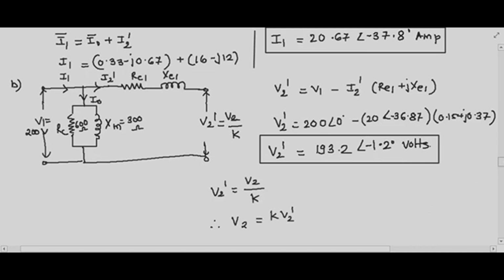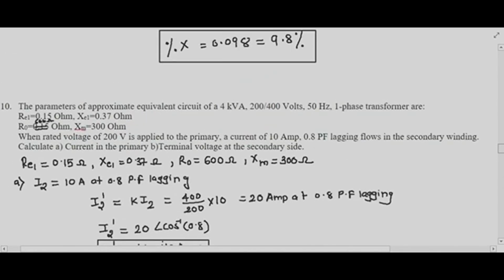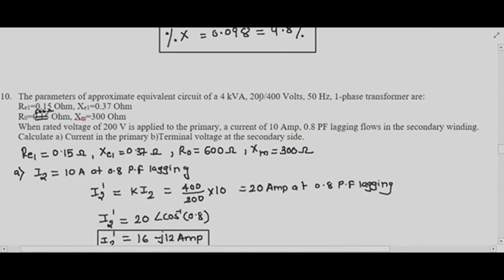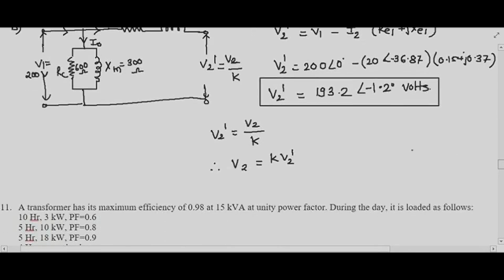So what is K? Simply K is nothing but the ratio of secondary to primary. So 400 by 2, right? So it will be 2 into 193.2 at an angle of minus 1.2 volts. So my V2 will be equal to 386.4 at an angle of 1.2 degree volts.